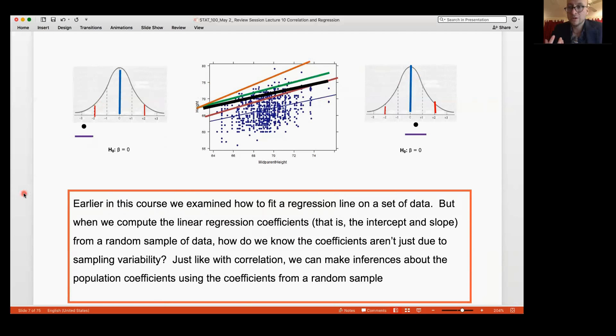I hope it should be pretty intuitive what a slope is. Think about how, if you're walking up a hill, is it a negative or positive slope? Is it uphill or downhill? How steep is that slope? That's what the slope coefficient is.